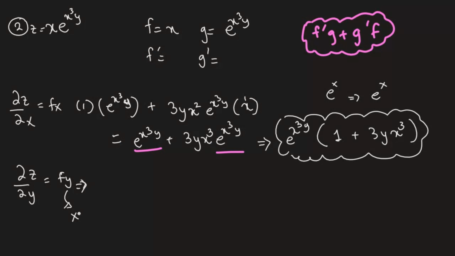Now f prime, we're treating x as a constant, and what's the derivative of x? It's simply 0 because it's a constant. Now taking the derivative of g, e to the x is simply e to the x, times the inside function, the chain rule. So this inside function is x cubed y, and this x is a constant, so what's the derivative of y? The derivative of y is 1, so we don't write it, right? And x cubed is a constant, so it just remains there. So this is simply x cubed, okay?